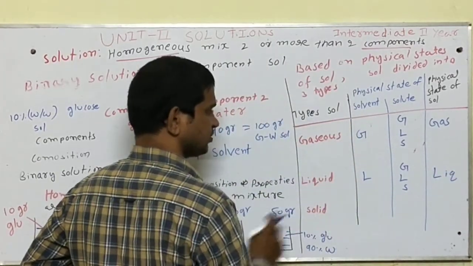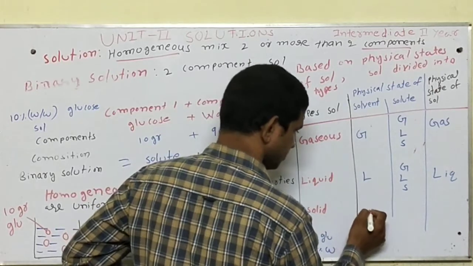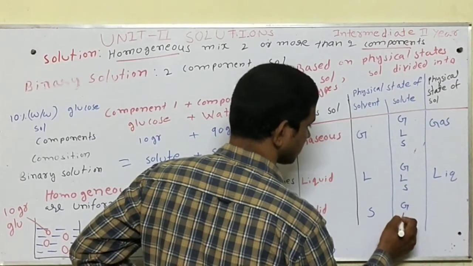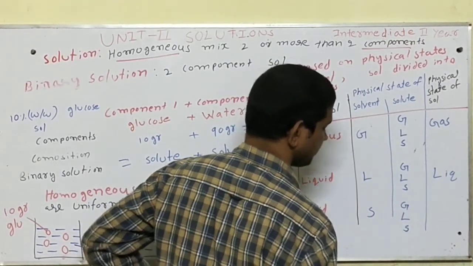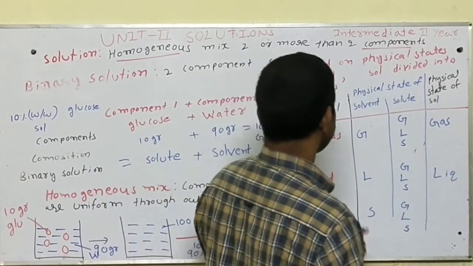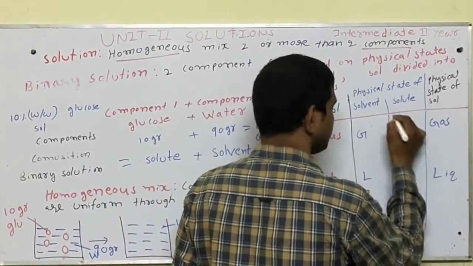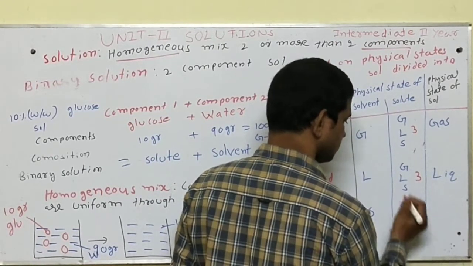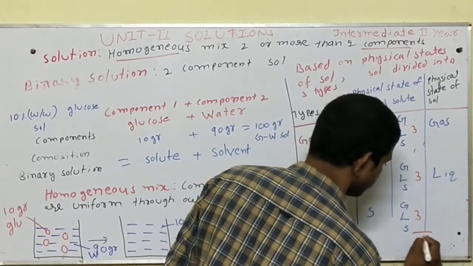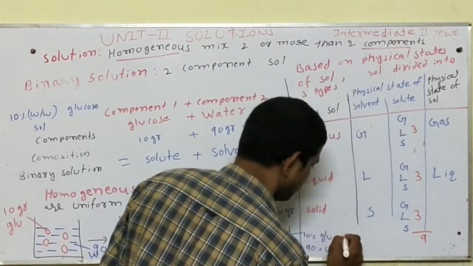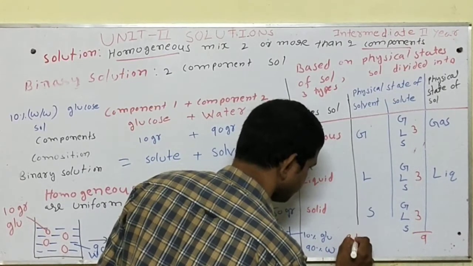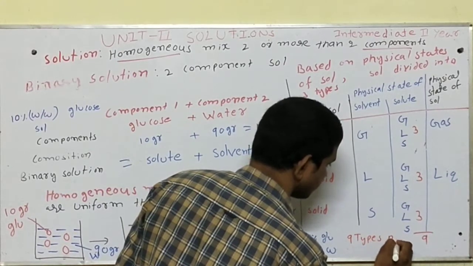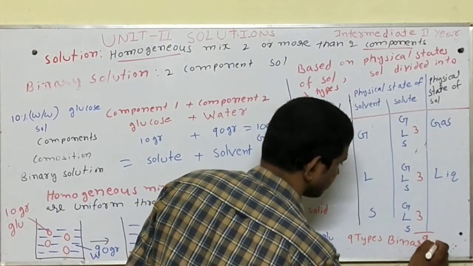And in third case, solid solutions, the solvent is solid and the solute may be gas or liquid or solid. In first case we get 3 solutions, in second case 3 solutions, in third case also 3 solutions. Total we have 9 types of binary solutions.